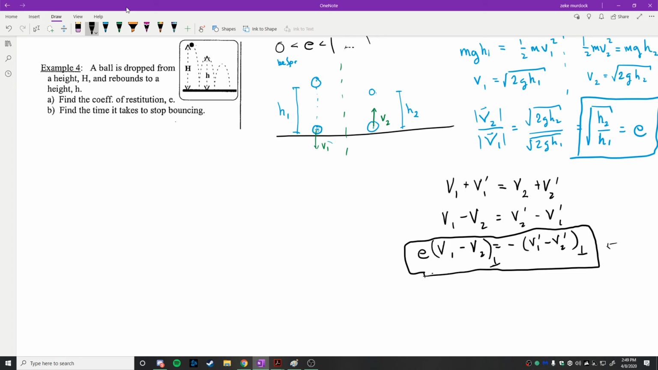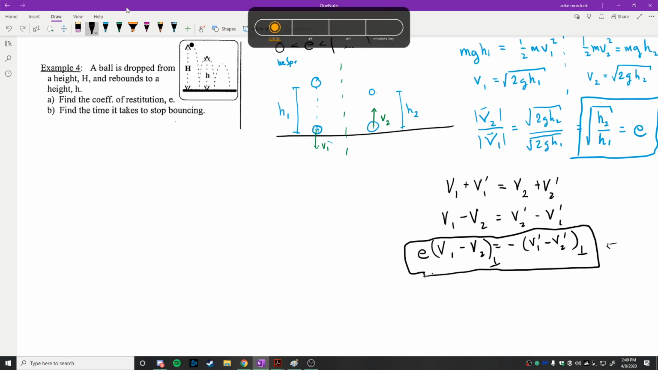Okay, so I'm sure all of you have taken maybe a tennis ball or something. You drop it from some height, it bounces, bounces, bounces, and eventually it stops bouncing, right? This problem answers the question, how long does it actually take to stop bouncing?